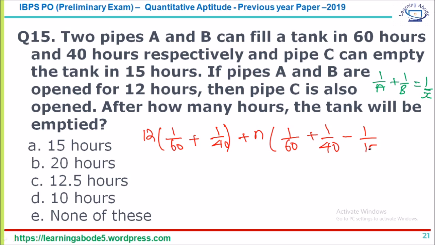15 hours, and this is draining. If suppose the question was about filling the tank, then it would be plus 1. Since this is about draining the tank, it is minus 1. So for 12 hours, A and B are working together, and for n number of hours, we don't know how many hours, all 3 pipes are working, and because of that, the tank is emptied.